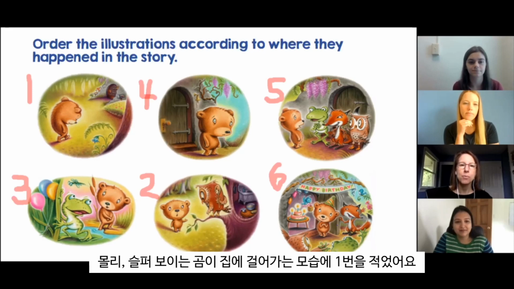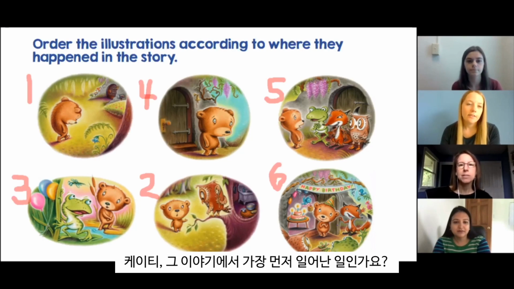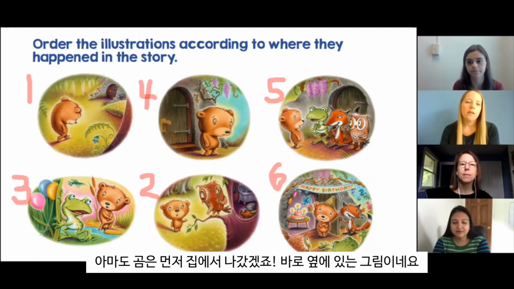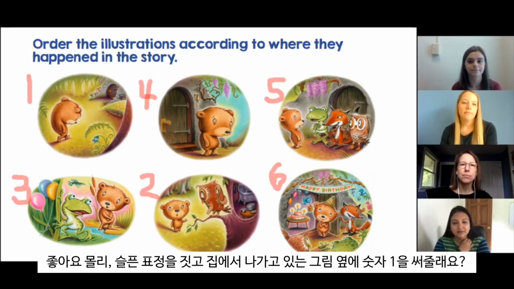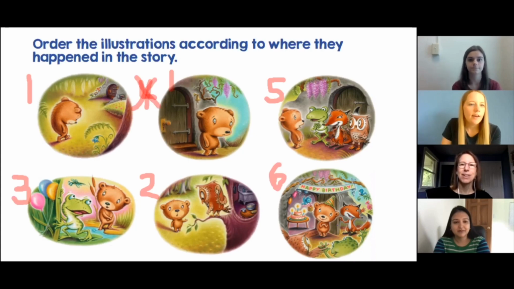So Molly, for number 1, put the picture of Bear walking, looking very sad, walking back home. Is that the first thing that happened in this story? Katie, is that the first thing that happened in the story? I don't think so. I think maybe he left his house first. Maybe he left his house first, and that would be the picture right next to it. Okay, Molly, can you write a number 1 next to the one where he's leaving his house and looking sad? Sure. There you go. X that out. There you go. Okay, so that happened first.